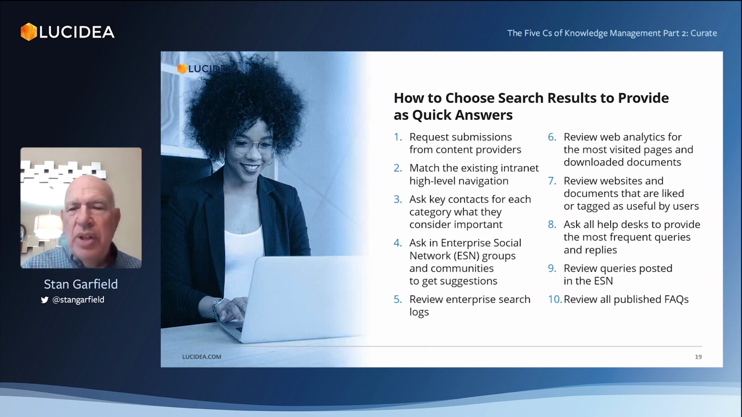You can also look at queries that are posted in your enterprise social network that people tend to ask over and over again. And then you can look at all your published frequently asked questions and pick out from them maybe the ones that should be offered up as quick answers. So these are ways that you can find out what people are looking for, what other experts think are the most valuable responses, and then provide them in advance.